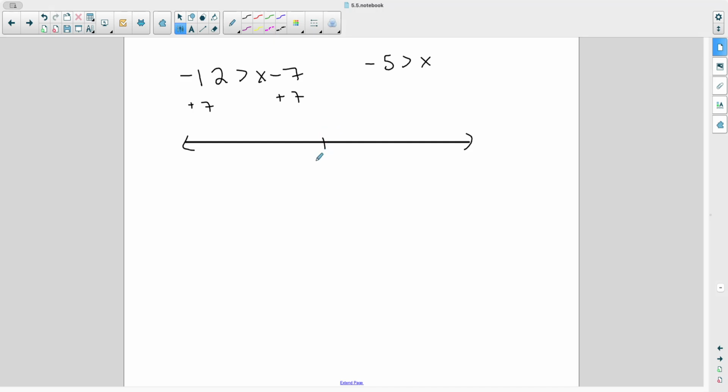So again, I go to -5. Open or closed circle? Open. Do I go to the left or to the right? To the right. Wait, left. Wait, right. Wait, hold on. Okay, which one works? Is -6 less than 5 or is -4 less than 5? -6 is less than 5, so we need to go to the left.